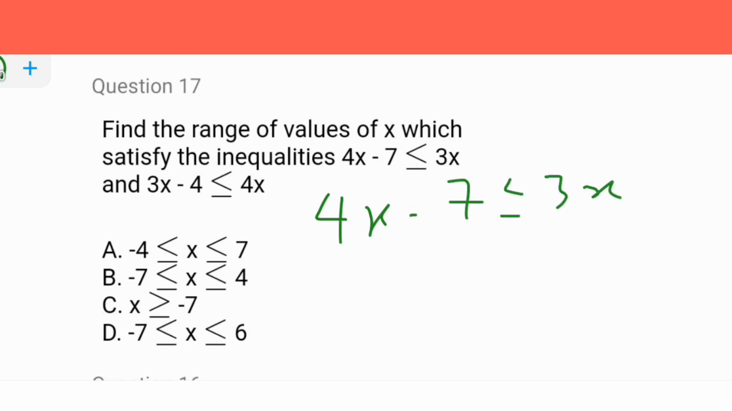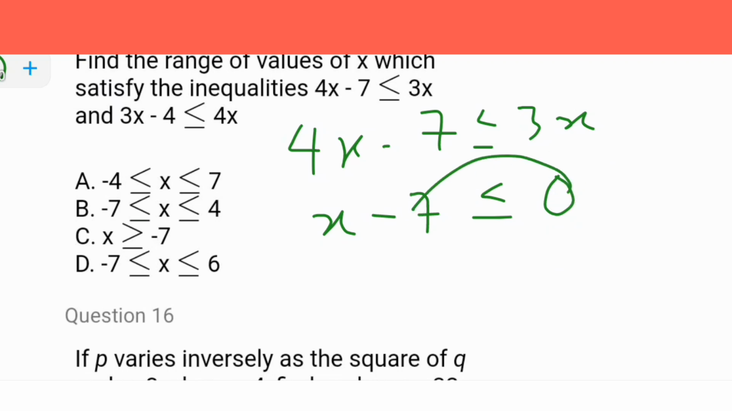So just collect like terms. Bring this 3x here. So that will be 4x minus 3x. That will be x minus 7 less than or equals to 0. So take 7 to this side. So you have x less than or equals to 7. So that's the first answer.